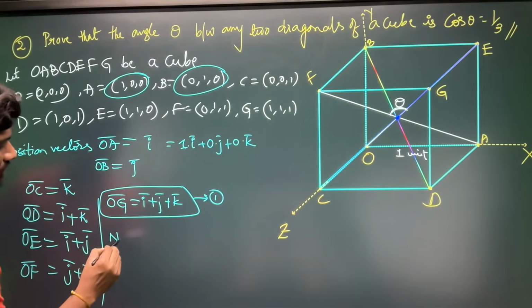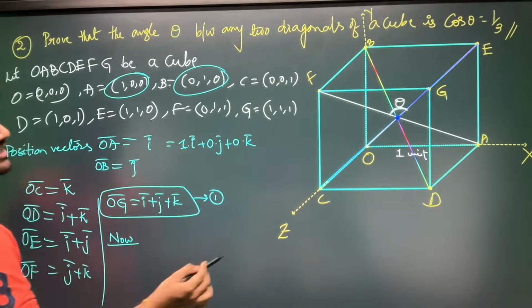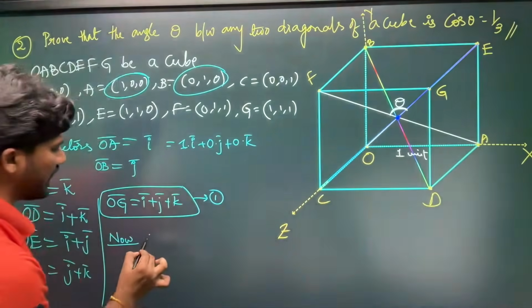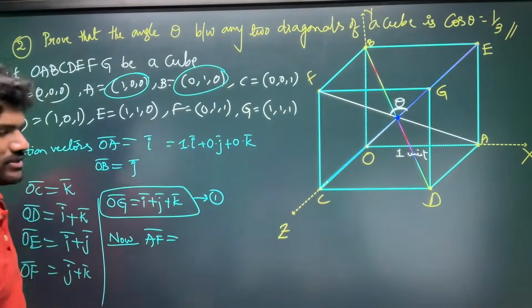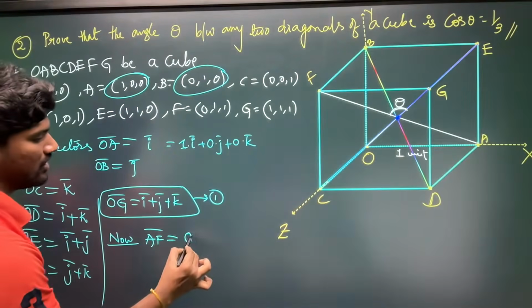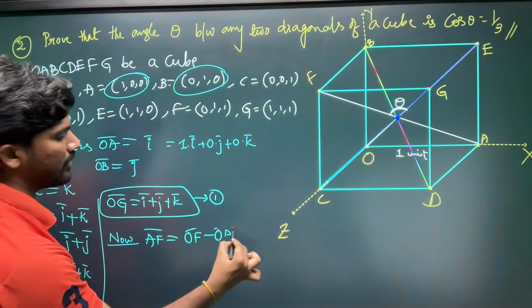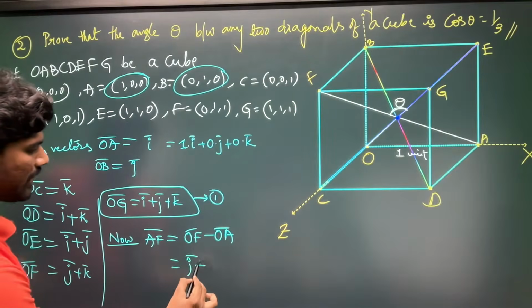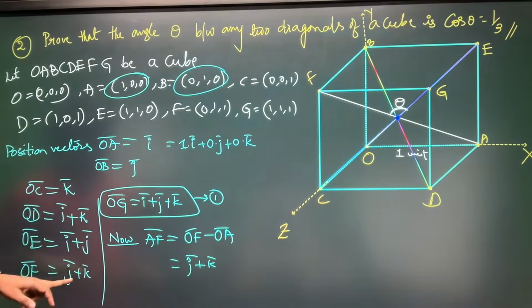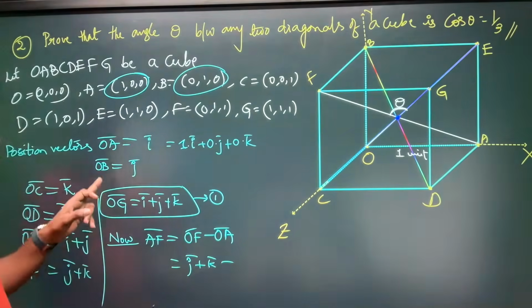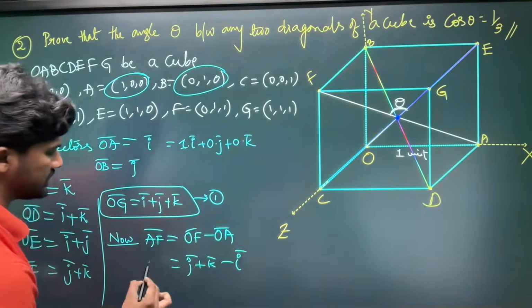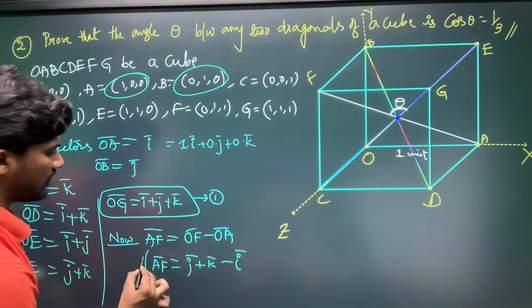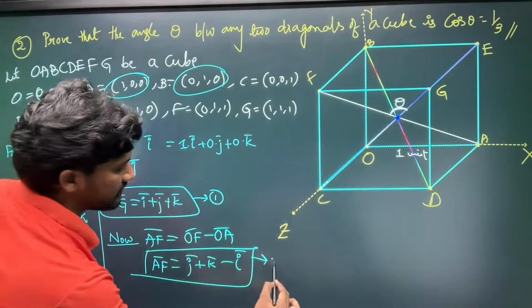Okay, now we have to take the second diagonal. What is the second diagonal? AF bar is equal to, what is the AF bar formula? OF bar minus OA bar. Please remember. So what is the OF bar value? J bar plus K bar, minus the OA bar value, which is I bar. This is the AF bar value. So take it as equation number 2.